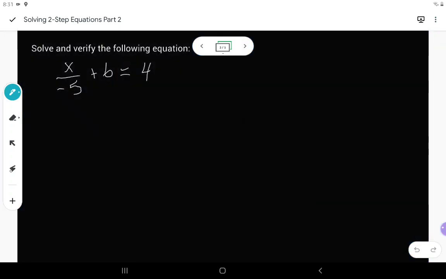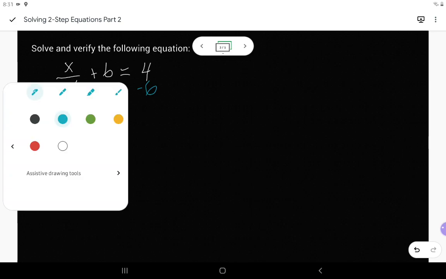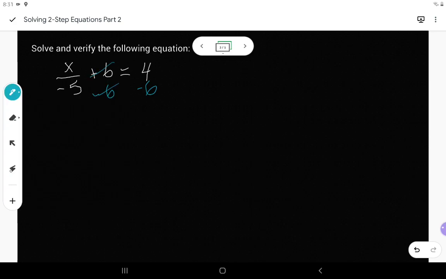Okay, let's do a couple more really quickly. x divided by negative 5 plus 6 is equal to 4. I'm going to subtract 6 on both sides instead of adding 6. These 6's are going to cancel. Now I have x over negative 5 is equal to negative 2 on the other side: 4, take 6 away, we get negative 2.